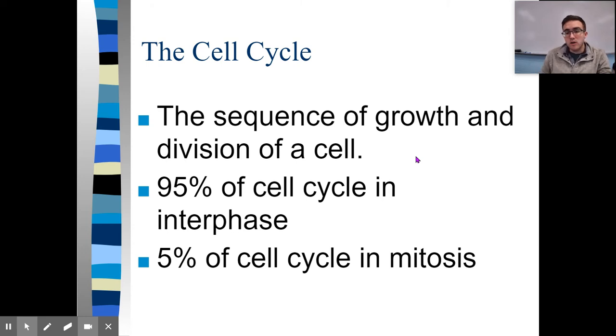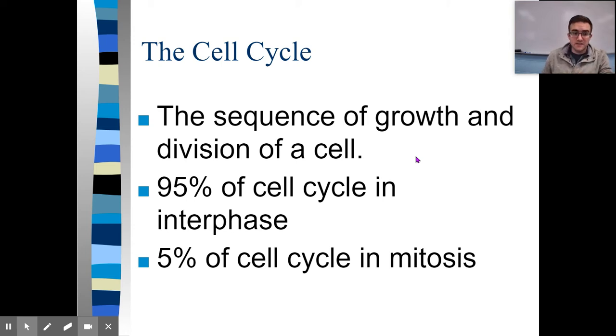So the cell cycle, all it is, is a sequence of growth and division for a cell. There's two different phases for the cell, interphase and the M phase. In somatic cells, that's mitosis. In gametes, so your sex cells, that's meiosis. But we're just focused on the cell cycle, just that interphase part right now.